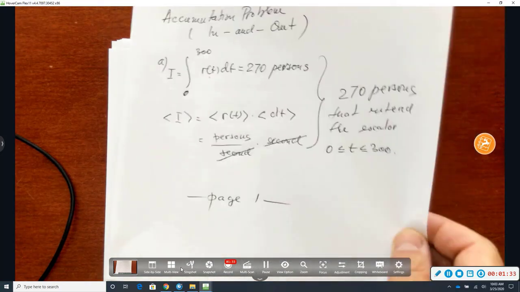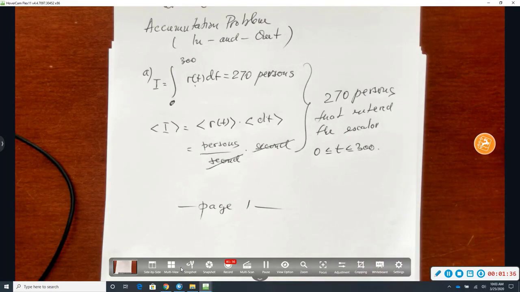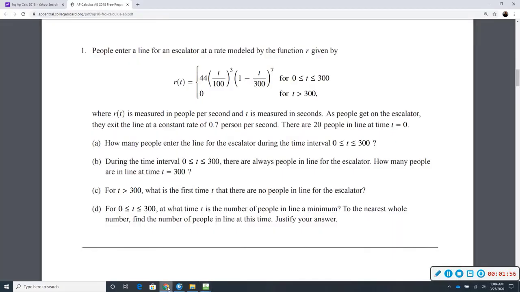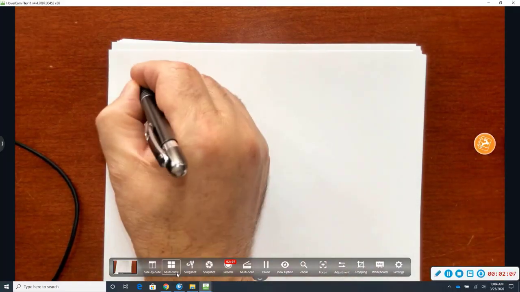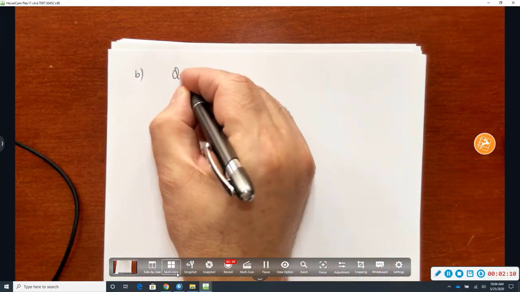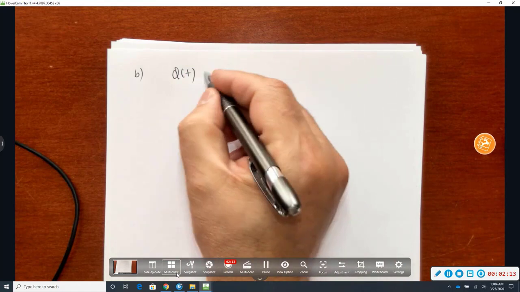We have solved part A of the problem, and we discovered that the total number of people entering the escalator line within those 300 seconds was 270. Now we'll move on to solving part B of the problem. Again, just to refresh your memory, there are always people in line, and the question is how many people are in line at time t equals 300. It's clear that we have to use the whole equation. So let's start with the initial equation I have established.